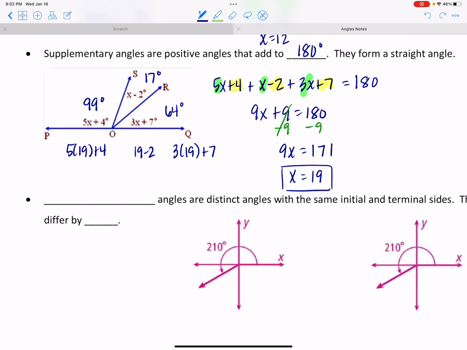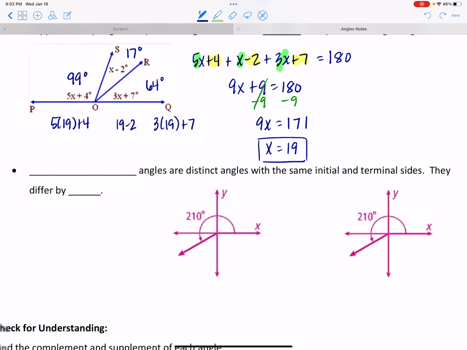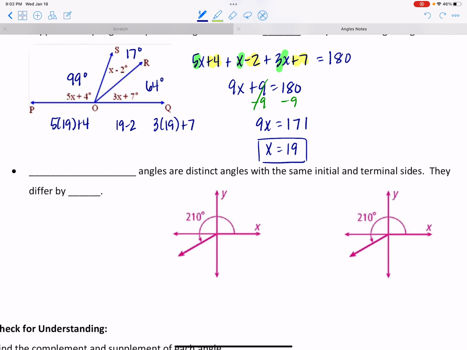This next one might be new, depending on how much experience you have with trig, but if we have distinct angles, this means we have angles that have different measurements, but they have the same initial and terminal sides. That means they start and stop in the same spots, but they're distinct measurements. We're going to call these coterminal angles. Should make sense because their terminal sides are the same, and all angles in standard position have the same initial side.